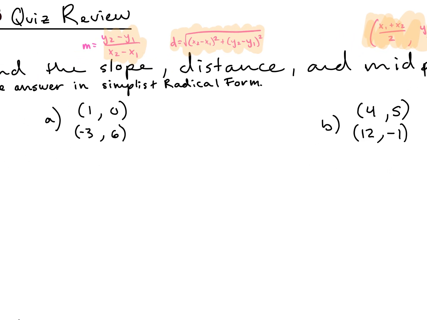So for A, let's start by finding the slope. I would always just label your points first. So x1, y1, x2, y2. So this would be 6 minus 0, over negative 3 minus 1. So 6 over negative 4 simplifies to what?